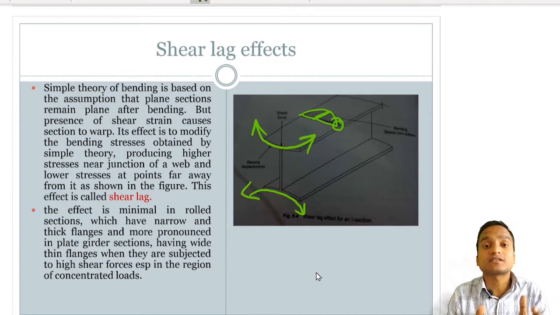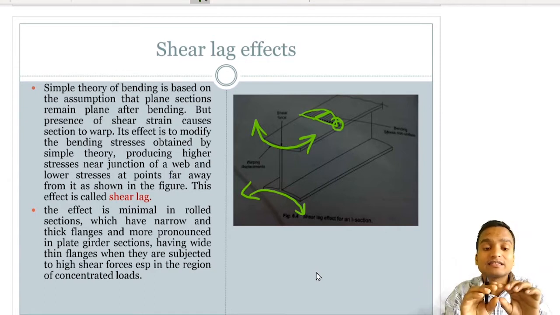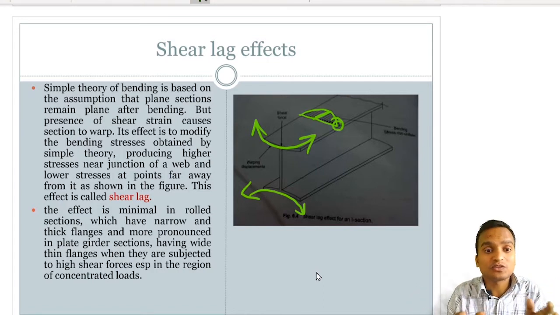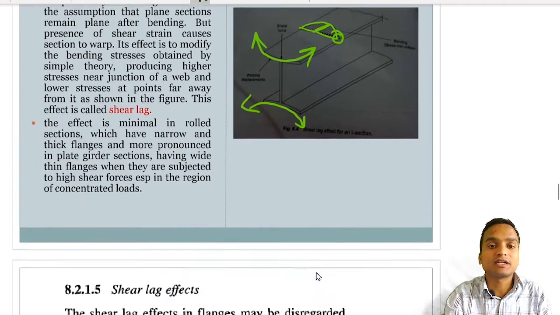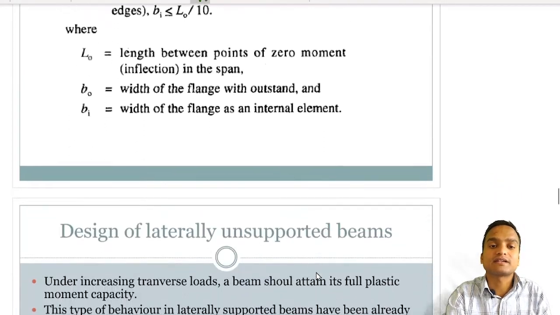Now plate girder sections are built up beams, and since plates are provided there with uniform thickness over the entire flange, in that case shear lag is specifically calculated, but we are not much concerned with plate girders right now. And this is how shear lag effects are calculated.